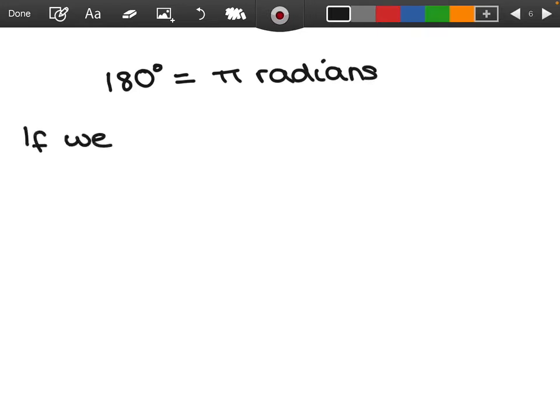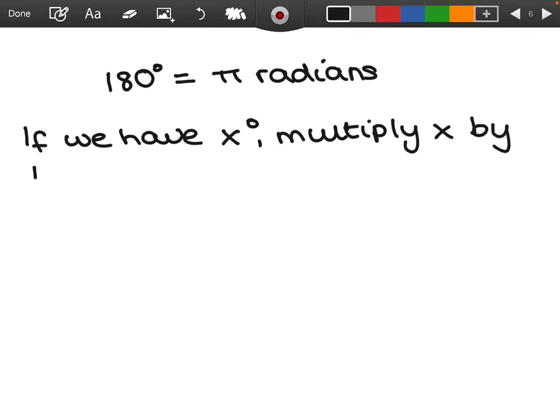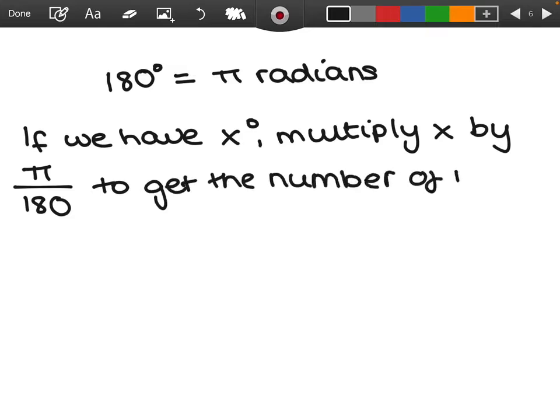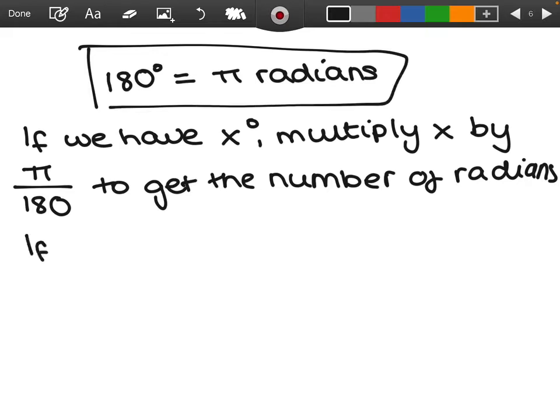So how does that help us convert between degrees and radians? Well, if we know that 180 degrees equals pi radians, I'm going to give you both ways of how to do this. If we have x degrees, we're going to multiply x by pi over 180 to get the number of radians. Okay, that's just by rearranging what we have at the top. If I've got x degrees, then I'm going to multiply that number by pi over 180, and that's going to get me into radians, and that's all because of what we have at the top here.